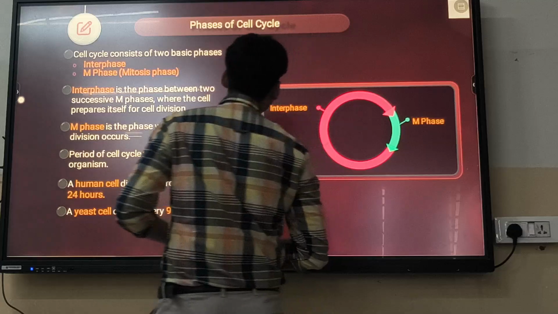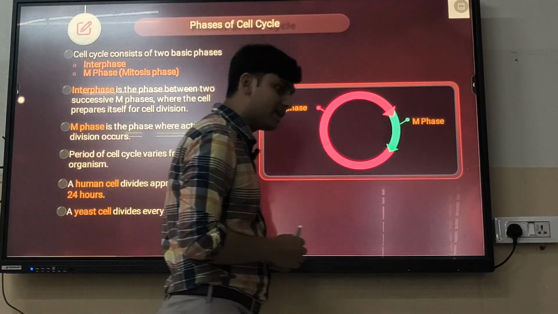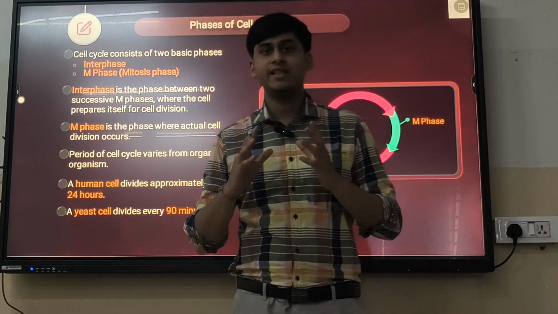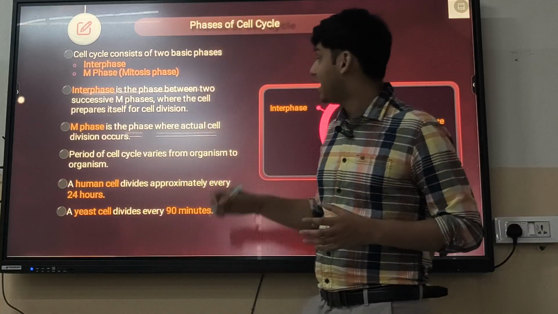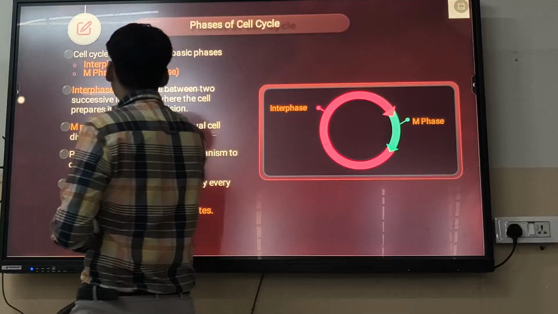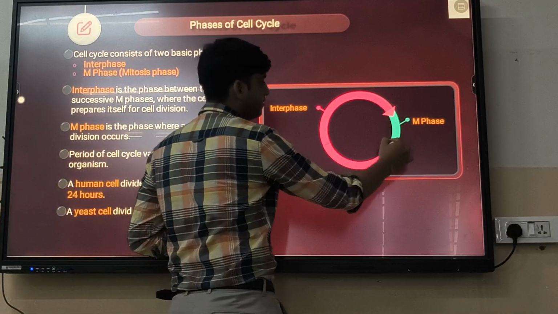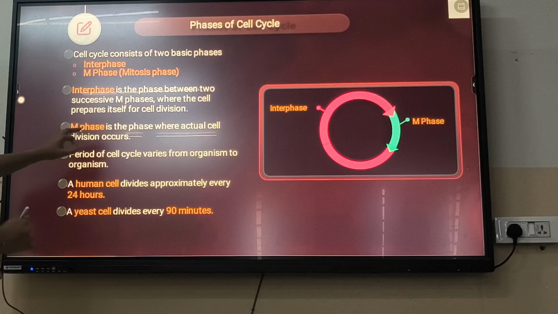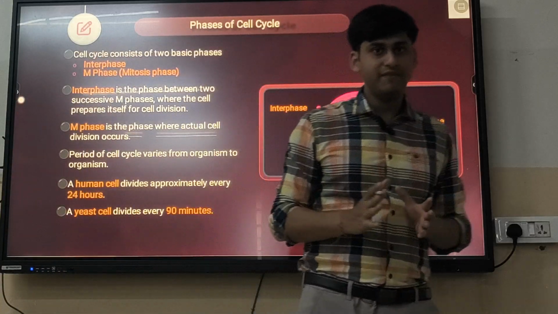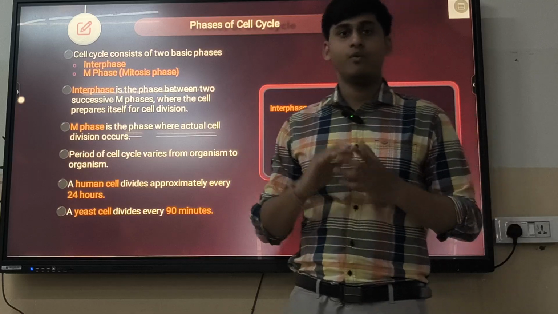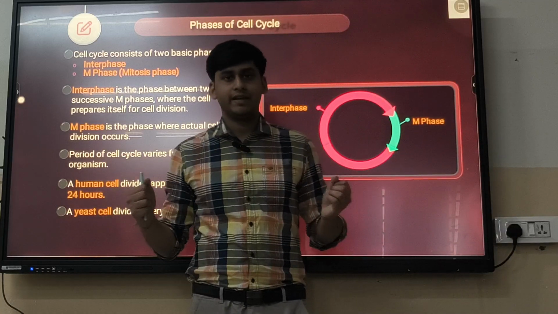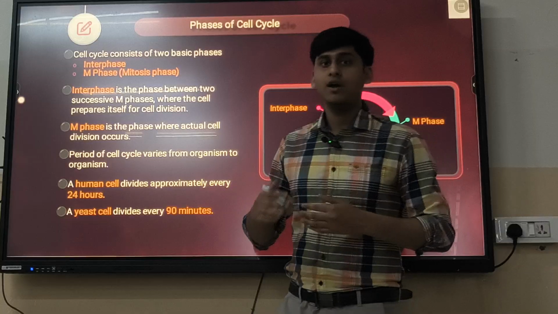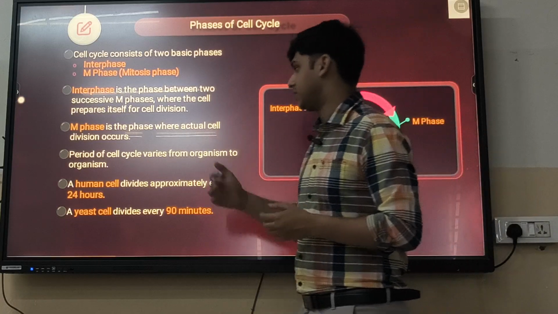So, what are the phases of the cell cycle? There are 2 phases of the cell cycle: one is the interphase, which is the longest phase, and the M phase, in which the chromosomes get divided. The interphase is the phase between 2 successive M phases. M phase is where actual cell division occurs, in the mitotic phase, where the chromosomes are divided. But in the interphase, the cell just gets readied for the process of mitosis or cell division.